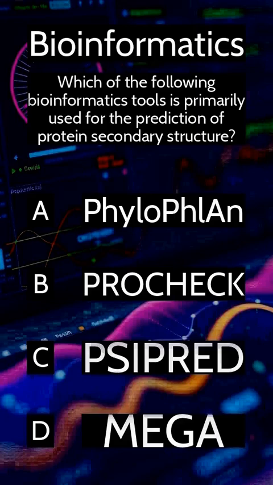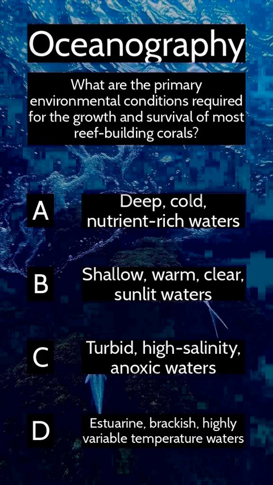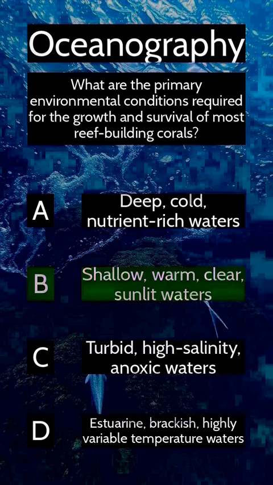Which of the following bioinformatics tools is primarily used for the prediction of protein secondary structure? Answer C. PSIPRED. What are the primary environmental conditions required for the growth and survival of most reef-building corals? Answer B. Shallow, warm, clear, sunlit waters.